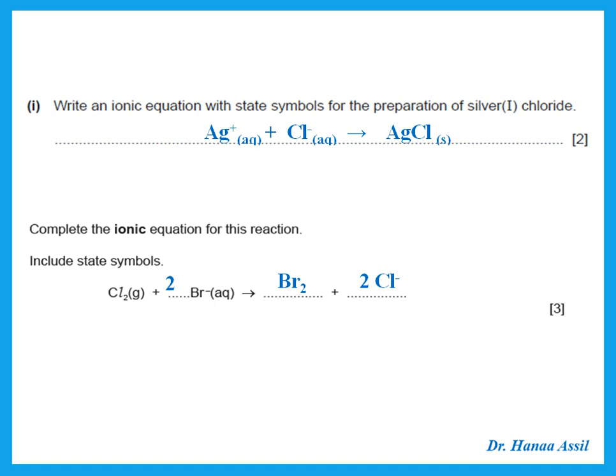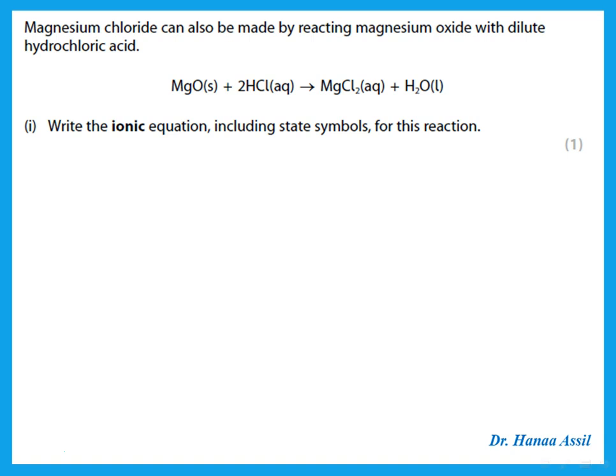Then he says include state symbols. What are the state symbols? What's the state symbol for bromine? Remember, bromine is a liquid. And the chloride ions, these are aqueous.